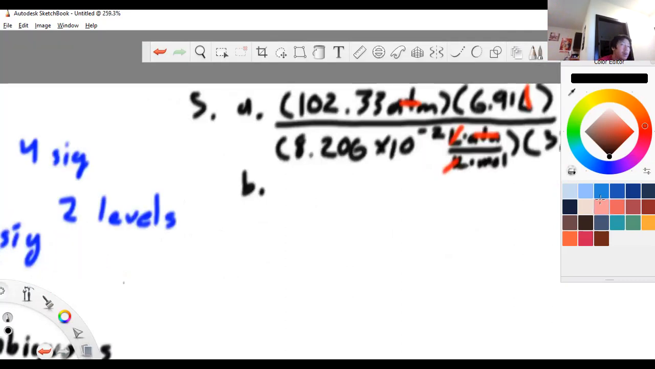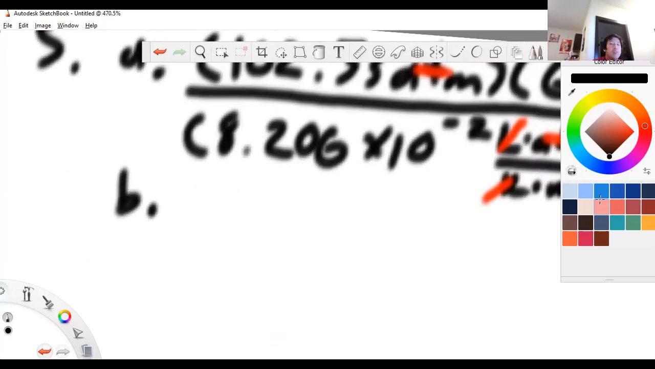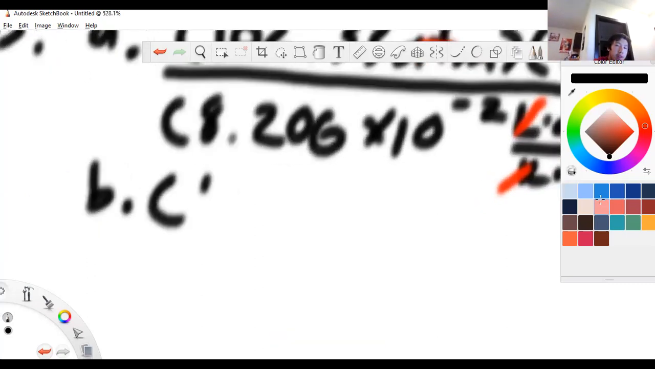Next is B. Specific heat of water, which is 4.184.